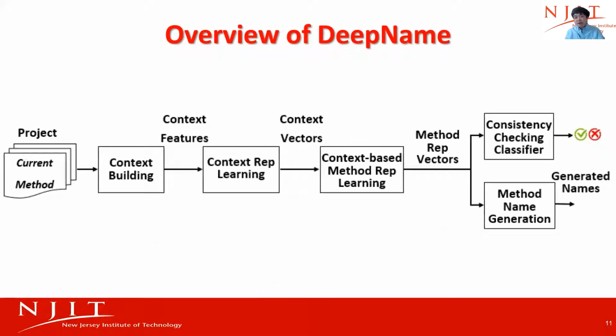After having the method representation vector, based on the two scenarios, we have two different downstream tasks. The first one is the consistency checking for the method name, while the second one is the method name recommendation. For the first one, we build a classifier to classify if the method name is consistent or not, while for the second one, we directly generate a method name for a given method body. These two downstream tasks together, we call the detection and generation step.